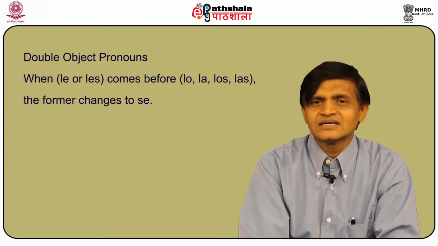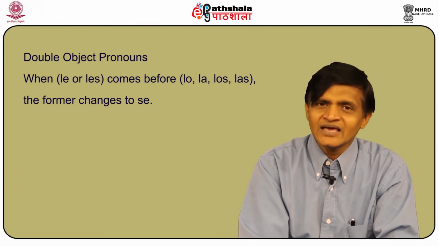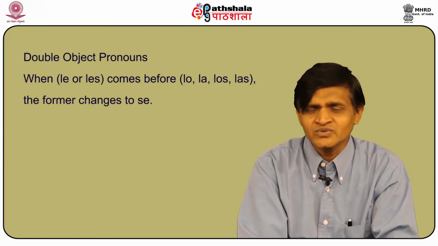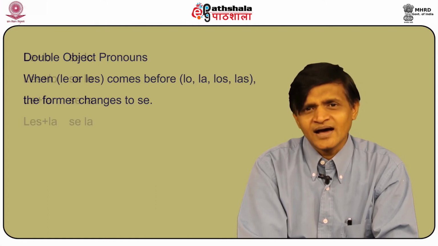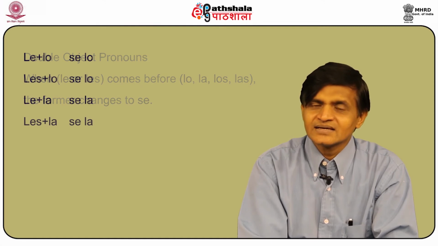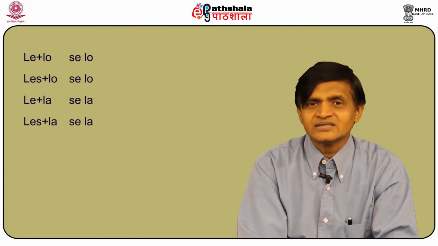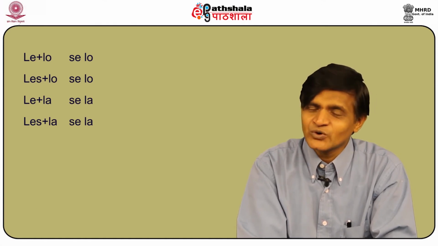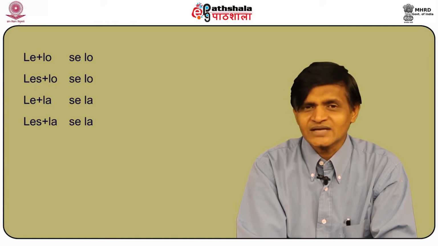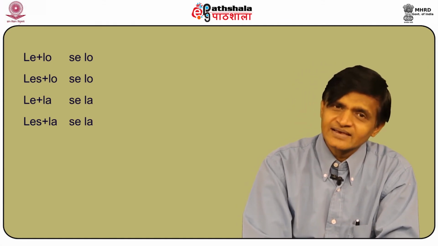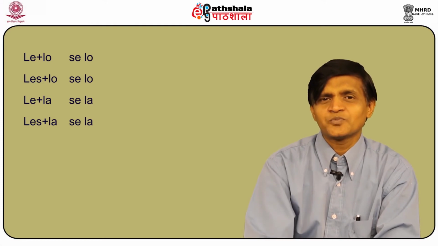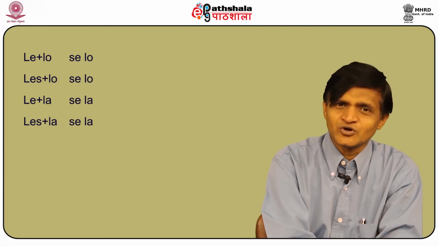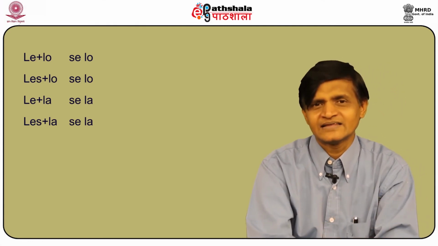When a third person indirect object pronoun, le or les, comes before a third person direct object pronoun, lo, la, los and las, the former changes to se. This is a rule. Please remember that when a third person IOP, le or les, comes before a third person DOP, lo, la, los or las, the former changes to se. And when the IOP and DOP come together, the IOP always comes before the DOP.